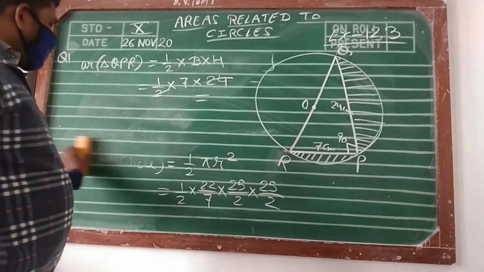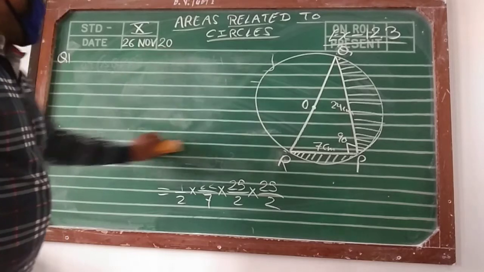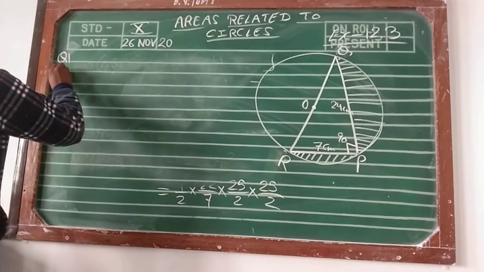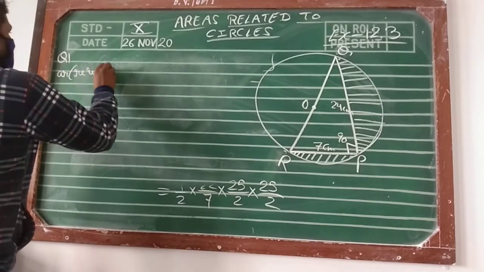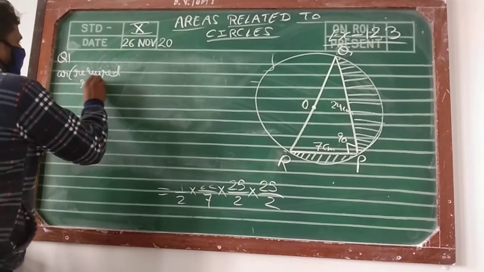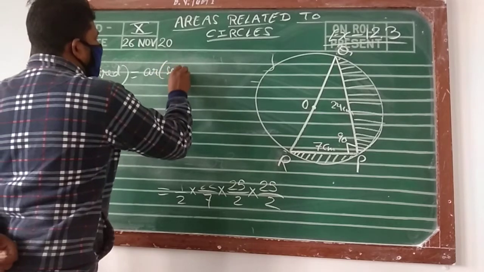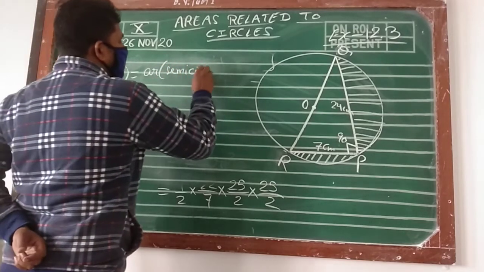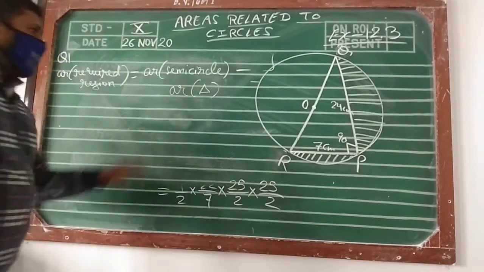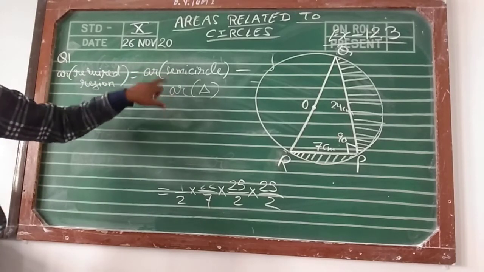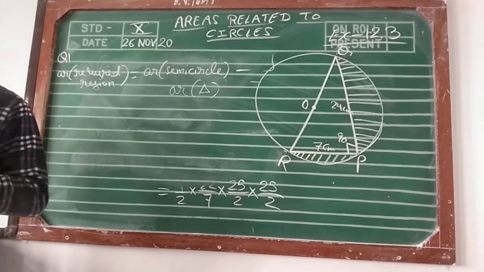Now we have the area of the semicircle and the area of the triangle. Then for the required region, at last we have to write: area of required region is equal to area of semicircle minus area of triangle. Find out the areas separately, and then at last you have to subtract the two areas. Then you will get the area of the required region or the shaded portion.